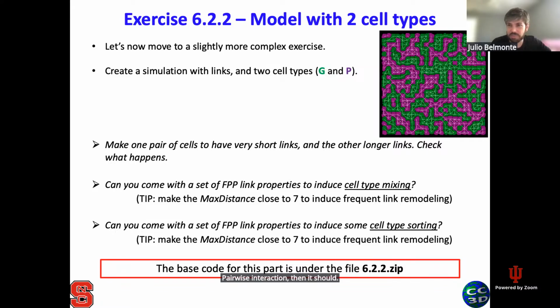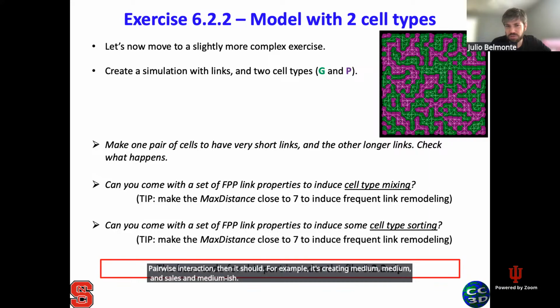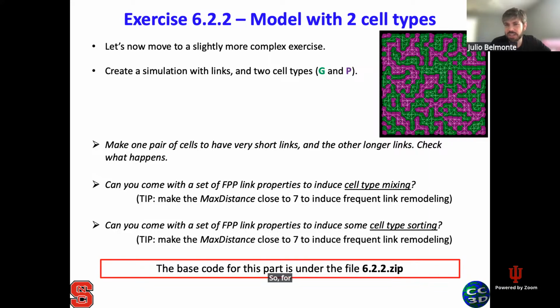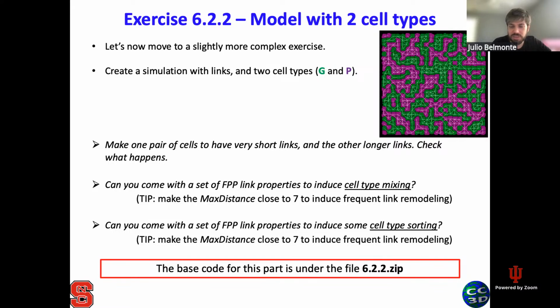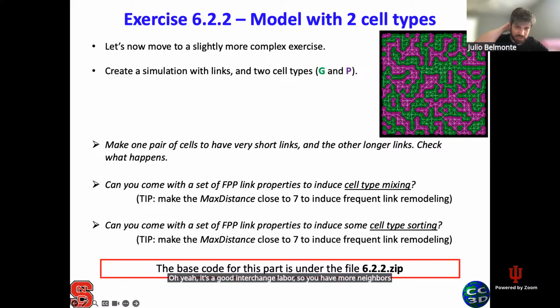For example, it's creating medium and cells and medium. So if there are any CompuCell3D developers out there, that's something we may want to take a look at, to not generate the cell pairs that never get used. Okay. Oh yeah, it's a good idea to change NeighborOrder so you have more neighbors between cells.